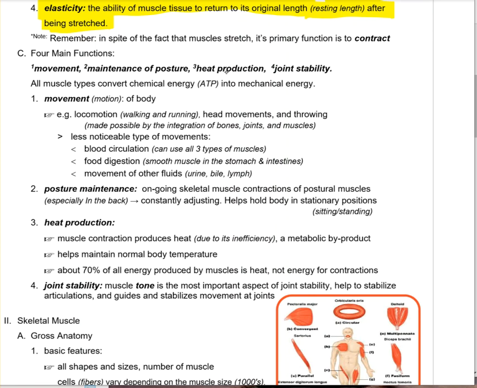Up here, 1, 2, 3, 4, and you can see 1, 2, 3, 4. So let's start with movement. Movement is motion of the body.